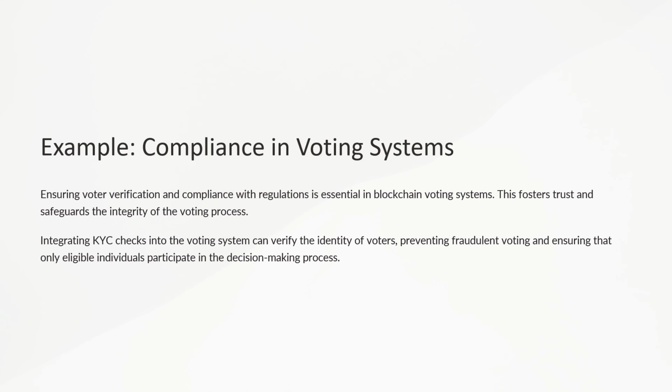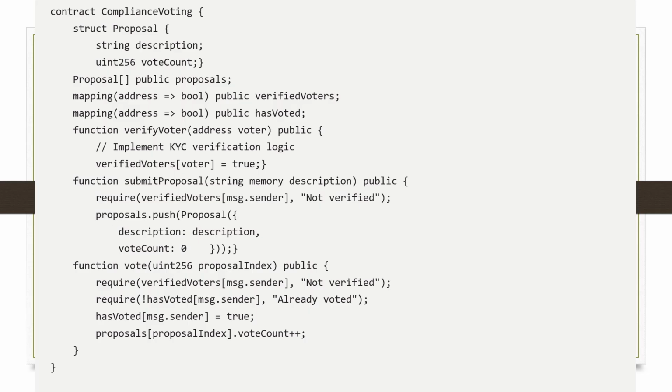Now we will look at a code snippet example through which we can add compliance in voting systems. So this code is an example of integrating KYC checks into a voting system. The verify voter function simulates the KYC verification process, like we saw in the earlier videos, ensuring that only verified users can submit proposals. This approach helps prevent fraudulent voters and ensures that only eligible individuals participate in the decision making process, maintaining the integrity and compliance of the voting system.